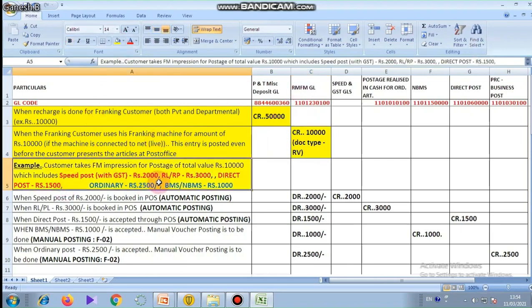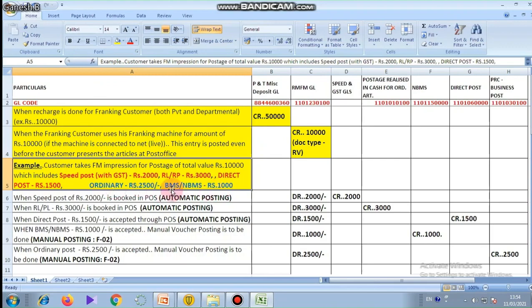Now we will have a split up for the 10,000. Speed post the customer is utilizing for 2,000. RL, registered letter and registered parcel, he is utilizing for 3,000. For direct post he is utilizing for 1,500. Ordinary post 2,500. Bill mail service 1,000. So total put together comes to 10,000. He takes the impression, that's all. Once he connects the machine, we will have a voucher posting in SAP and our RMFM GL will be credited by 10,000. This entry will appear even before the customer presents the article at post office counter.